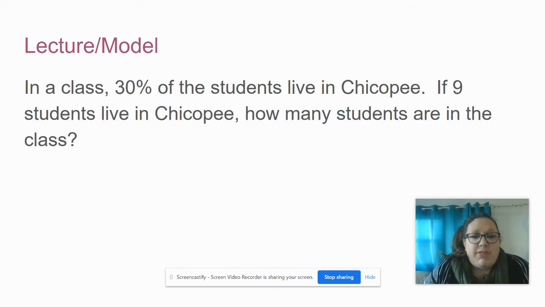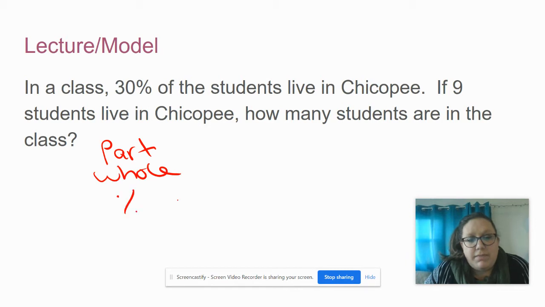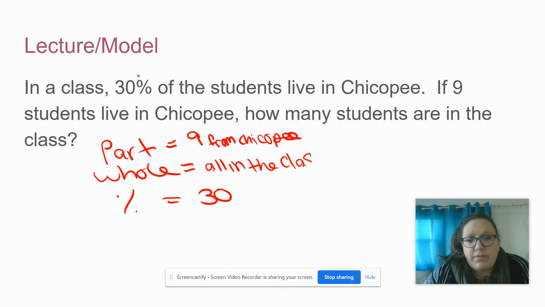In a class, 30% of students live in Chicopee. If 9 students live in Chicopee, how many students are in the class? Okay, let's identify our part, whole, and percent. We know our percent is 30 because that has the percent sign next to it. 9 students live in Chicopee, so we need to ask, is that some of the students or all of the students? That's only some of the students. That's just the ones from Chicopee, but we have a cool school where we come from all different towns. We are looking for all in the class, and that is going to be x for now.